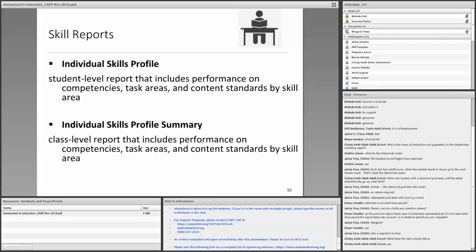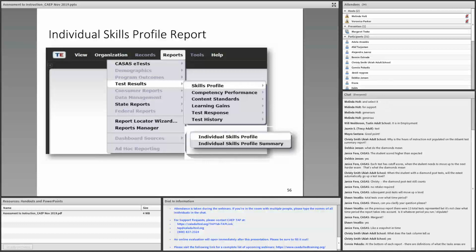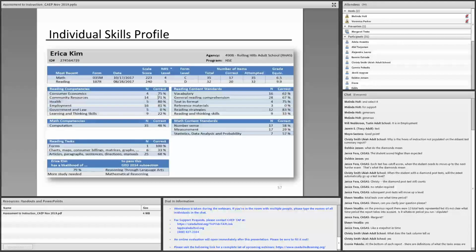Individual skills profile, and then again a summary. So you've got the student level report and then the class level report. So when we go into TE, again, you've got the option, test results, skill profile, individual, or the summary. So the individual one is good for students, and the summary is great for teachers. So let's look at those.